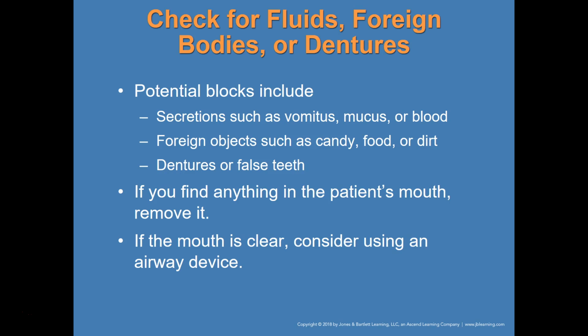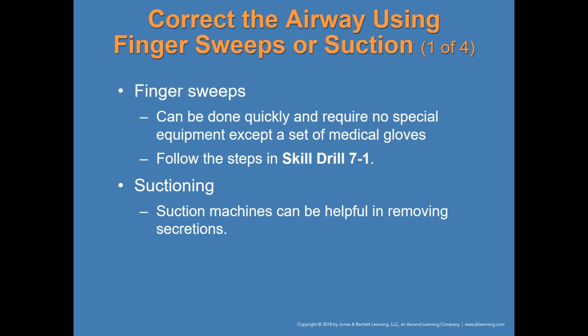If the mouth is clear, we want to consider using an airway device, an airway adjunct, which we'll talk about here in a couple minutes. So correct the airway using finger sweeps or suction. Finger sweeps, generally you don't want to be putting your fingers in somebody's mouth, but sometimes you're going to have to. I wouldn't go past their teeth with my finger.